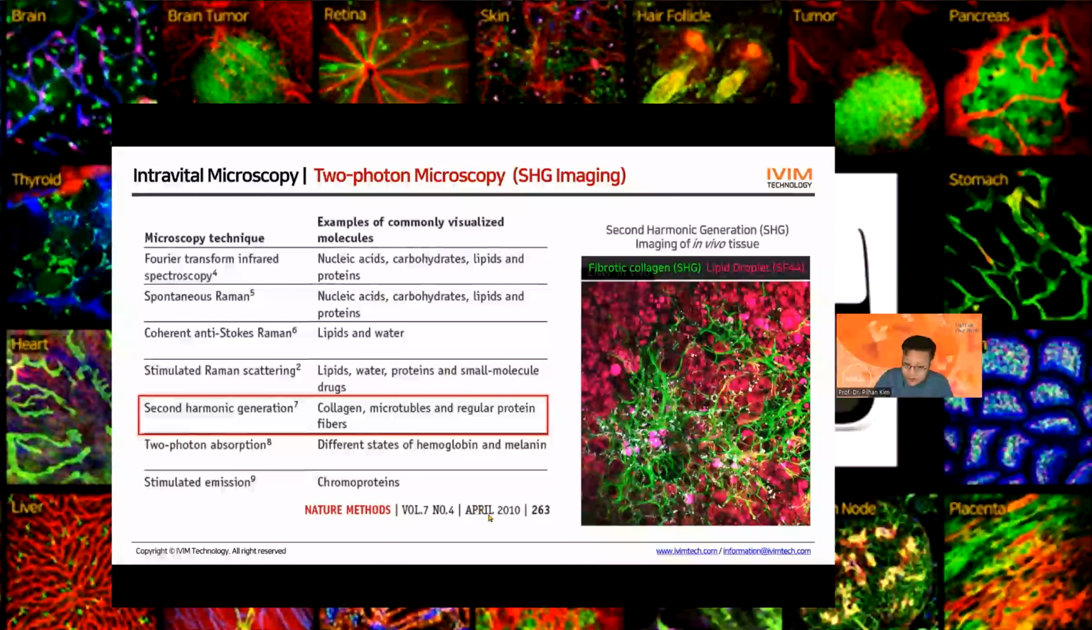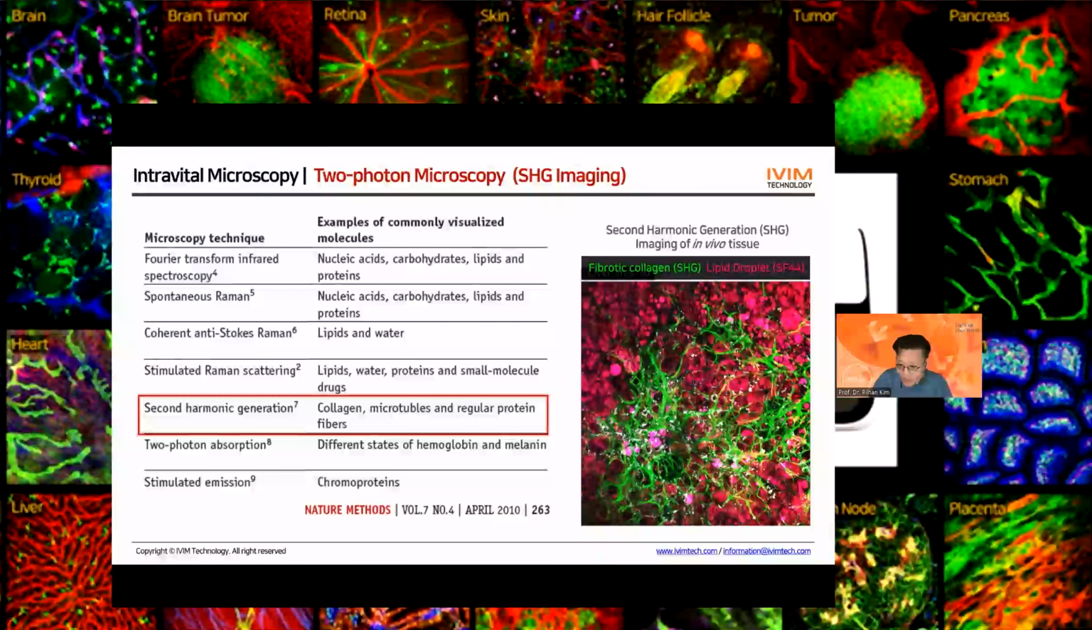So if you're interested, you can find a little bit more details in these publications, the review paper. But anyway, we can nicely see the collagen in the live tissue, in the live mouse model by using second harmonic generation signal with the two-photon microscope. So it's quite useful to study the fibrosis mouse model.